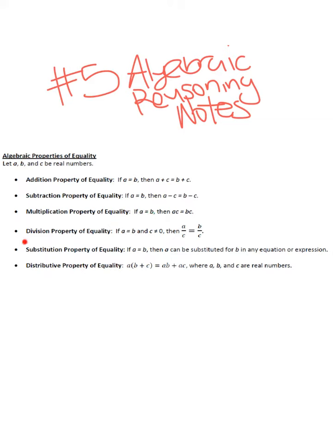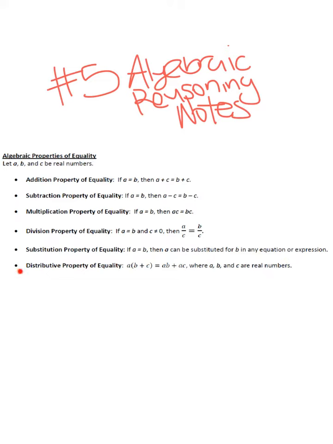You also have the division property of equality, making sure that if A equals B and that C is not equal to 0, then you can say that A divided by C is equal to B divided by C. You can't divide by 0, okay? Then we have the substitution property of equality, which says that if you have A equals B, then A can be substituted for B in any equation or expression.